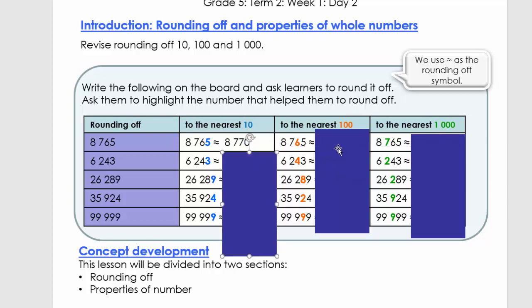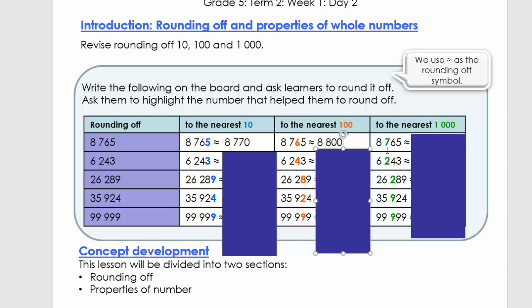Let's then look at the example where we're going to round off to the nearest 100. So again, look at the example. So we got 8,765. We're first just going to look at the hundreds. So I'm first going to ask between which two hundreds is 765. It is between 700 and 800. And then I'm going to look at the tens, the 6, the 65, the 60 is closer to 800 than 700. So I'm going to round it off as 8,800.